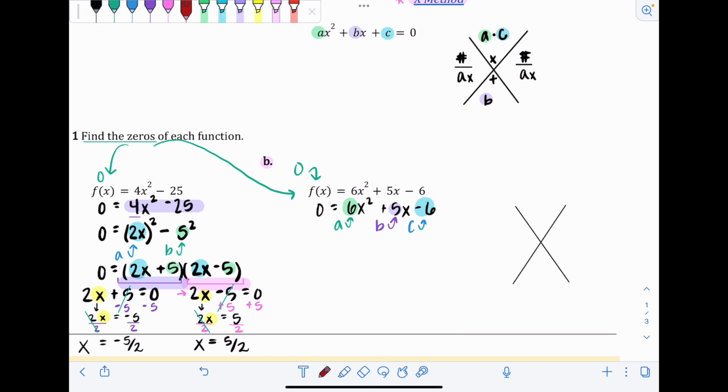So at the top up here, it says A times C. So that would be 6 times negative 6, because A is 6, C is negative 6. We're just going to go ahead and actually put the simplified version up there though. I just wanted to show where we're going to get that final number. So instead of leaving it as 6 times negative 6, 6 times negative 6 is negative 36. So that's the number I'm going to put up there.